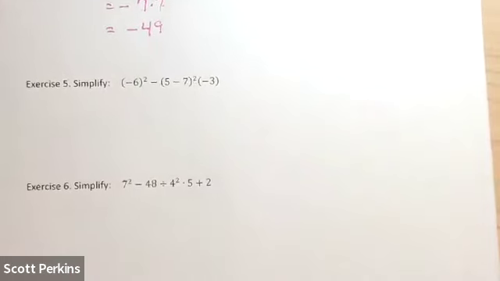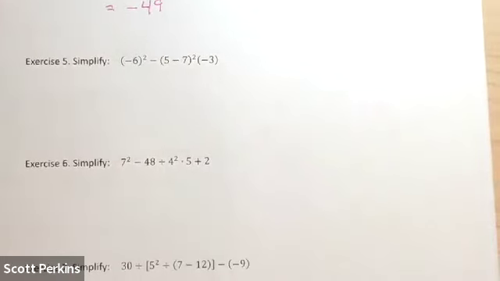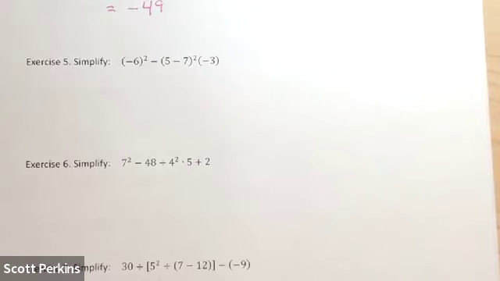So exercise 5, we got some grouping symbols here, and then we've got some parentheses that are just there to separate negatives. Give exercise 5 a try. Please push pause on the video and work that problem.